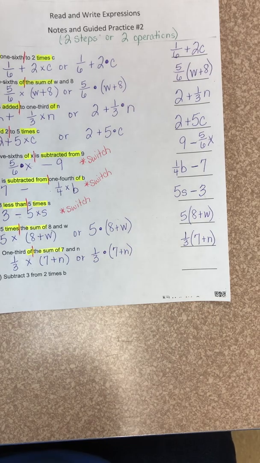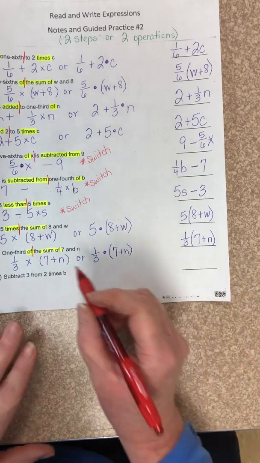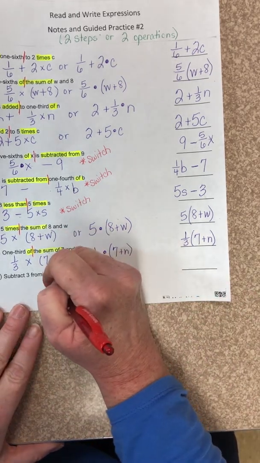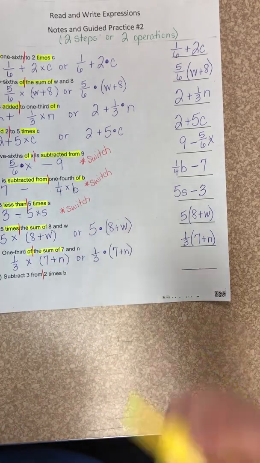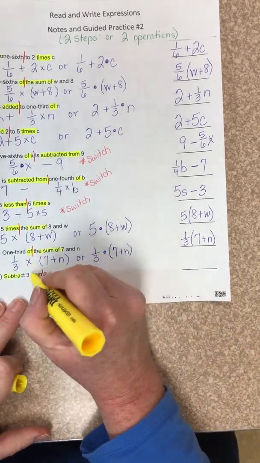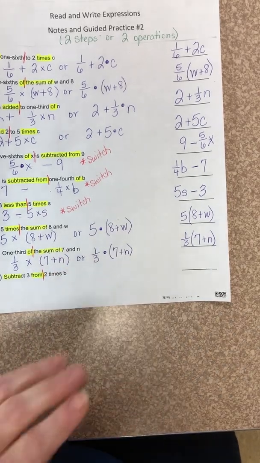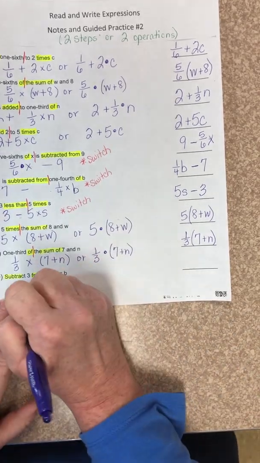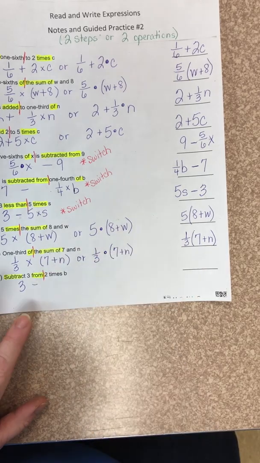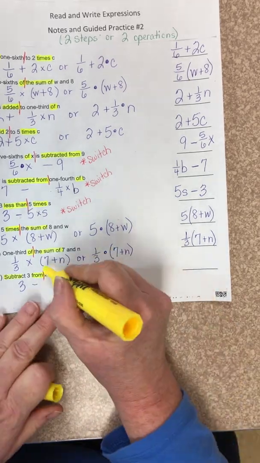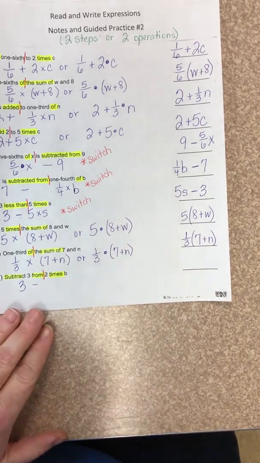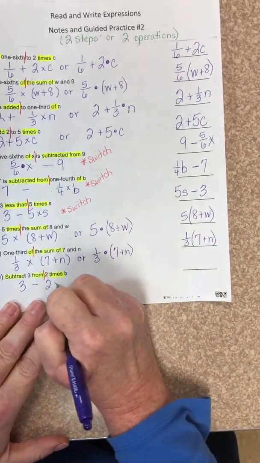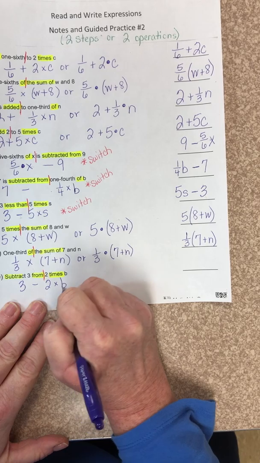Subtract 3 from 2 times b. Well, we're going to divide it right here between the from and the to. And our phrase in the first half is subtract from. So we know we're going to subtract. So I'm going to write 3 minus. Times is our key phrase in the second half. So that would be 2 times b.